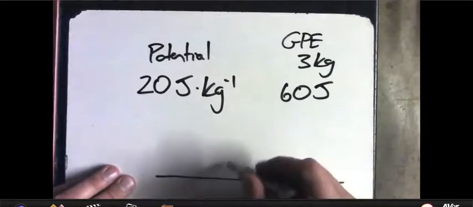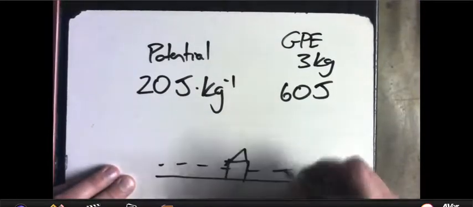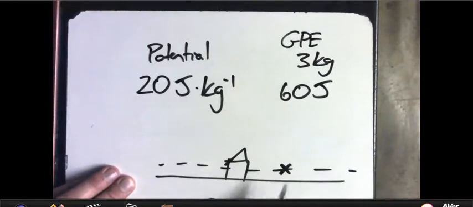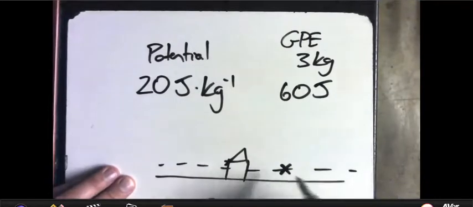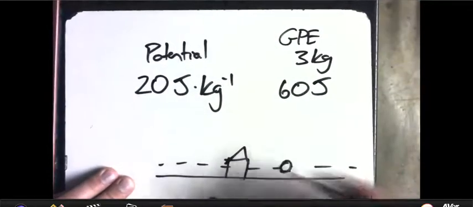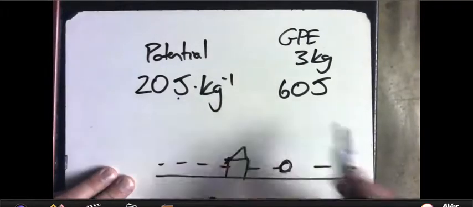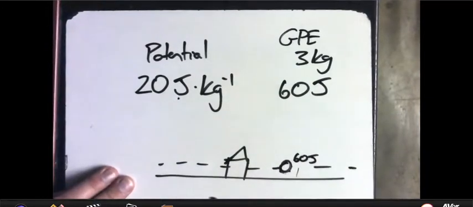So if here's my house, let's say at this level the gravitational field has a potential of 20 joules per kilogram, but if I put the actual 3 kilogram object here, it would be 20 joules for every kilogram, so it will be 60 joules of gravitational potential energy.